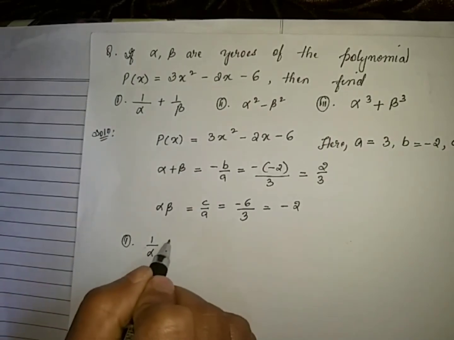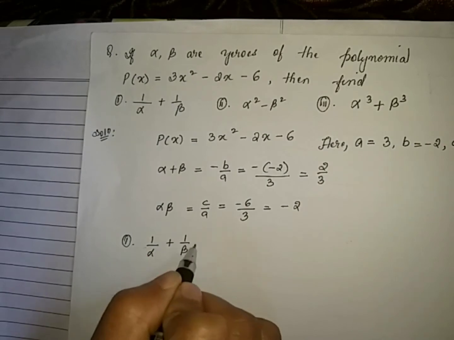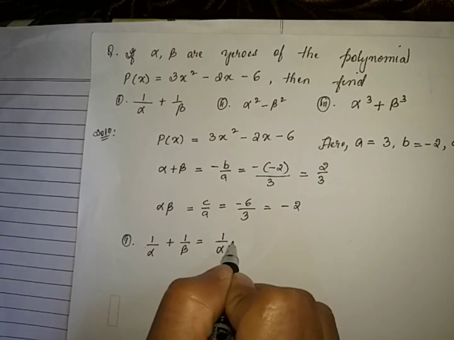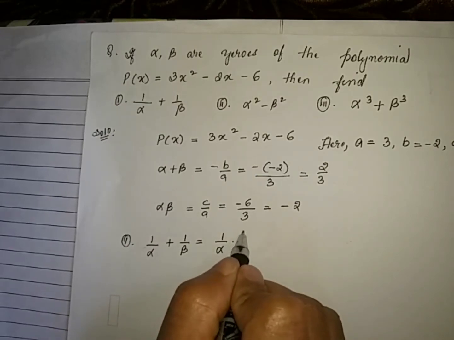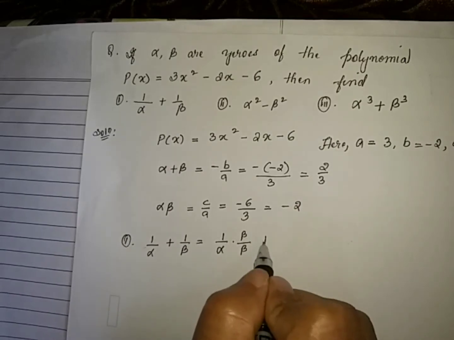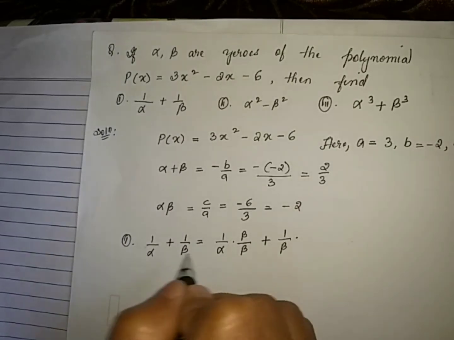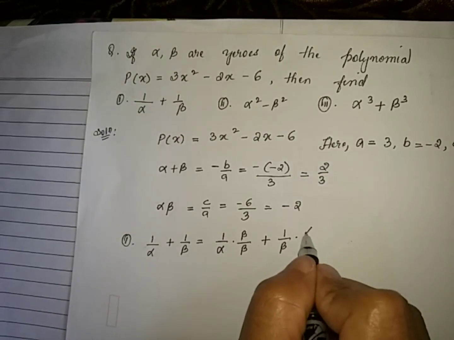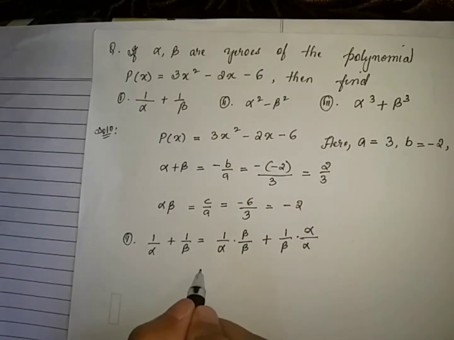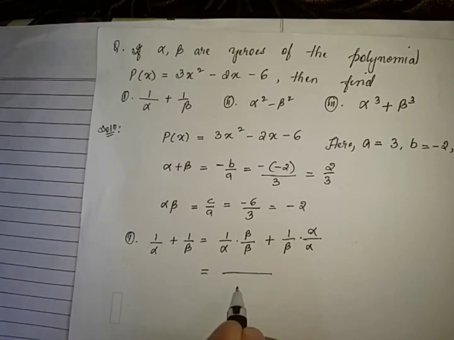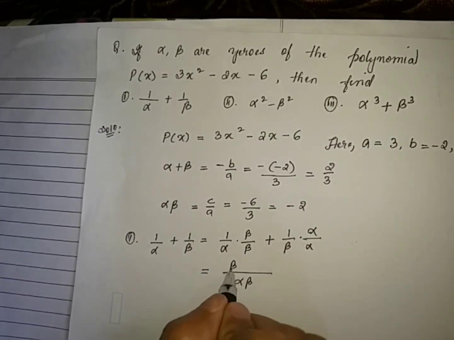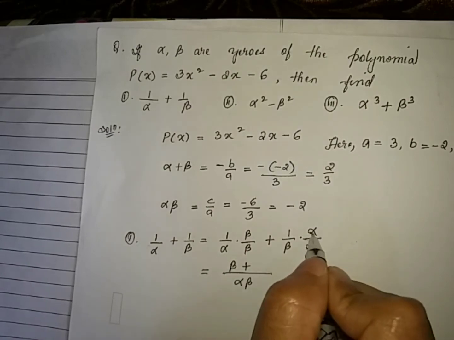1 by alpha plus 1 by beta. Okay, let us multiply and divide by beta. Same thing here, we multiply and divide by alpha. So we'll get alpha into beta, which is the LCM, in the denominator and beta plus alpha in the numerator.